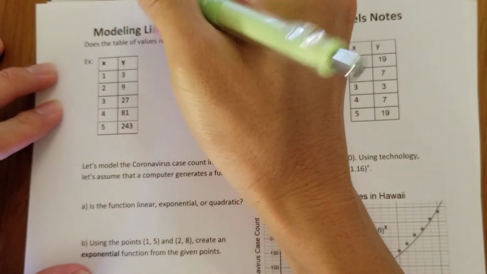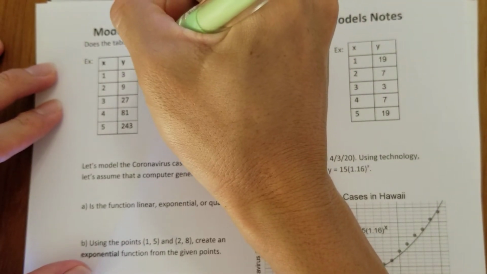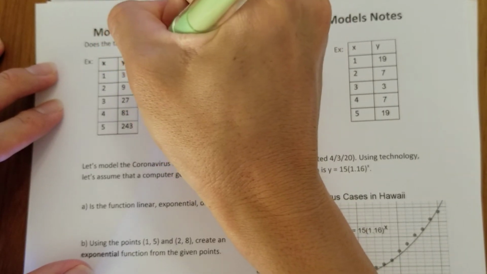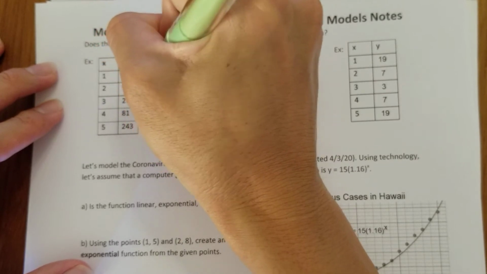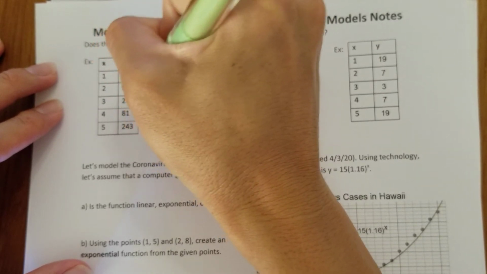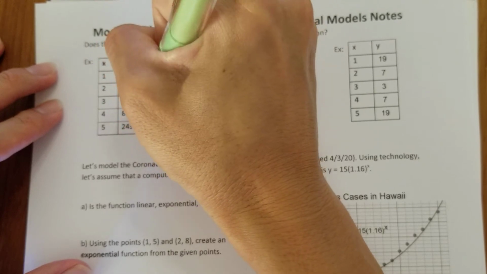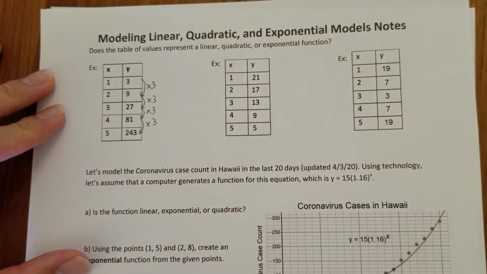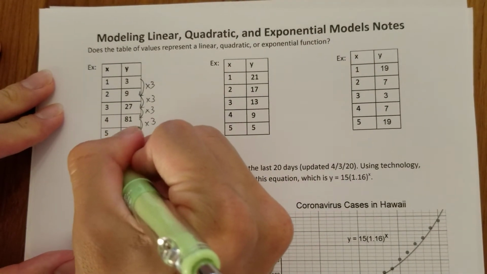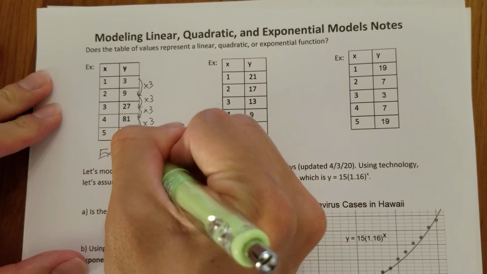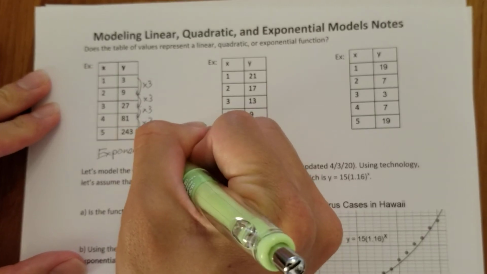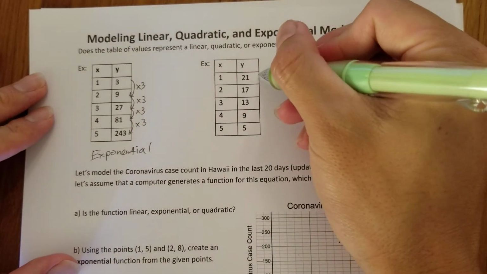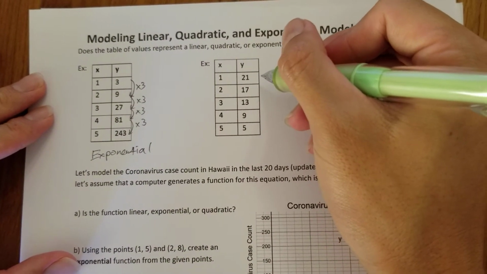If you do that, if you just do 9 divided by 3, the common ratio b would be 3. So 3 times 3 is 9. 9 times 3 is 27. 27 times 3 is 81. And 81 times 3 is 243. Because we see a common multiplication pattern here, this would represent an exponential function. Okay?